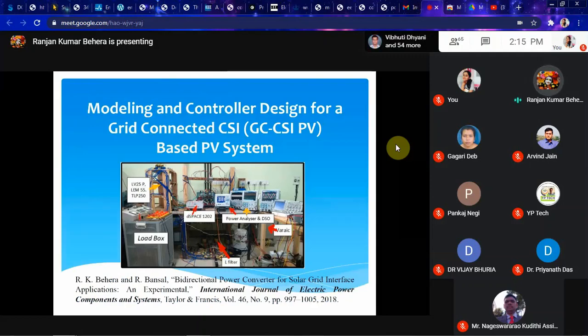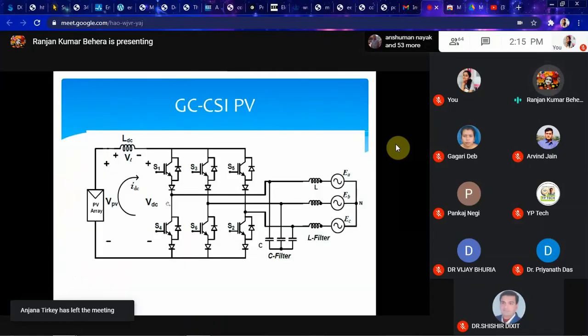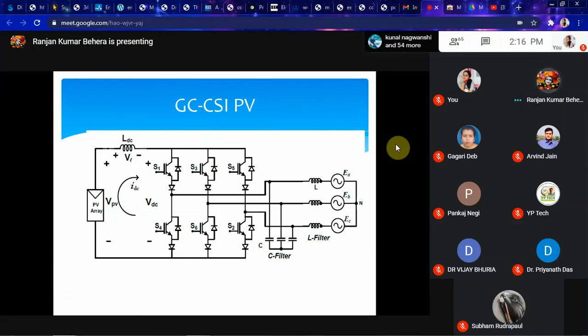So this is the modeling and control design of a grid connected current source inverter. You see here, this is a current source inverter. How do you know? Because in the input there is a PV and then there is a large inductor connected, which behaves like a constant current source. A large inductor behaves like a constant current source, like a large capacitor behaves like a constant voltage source, like a battery is a constant voltage source.